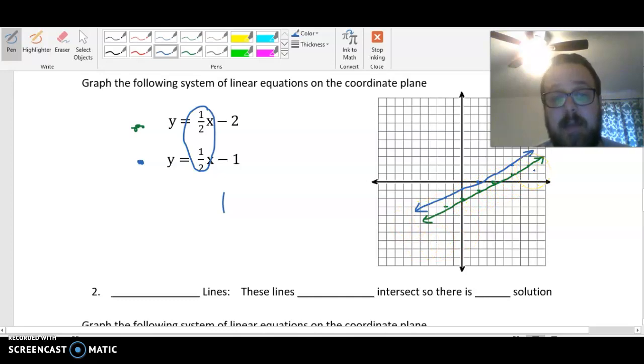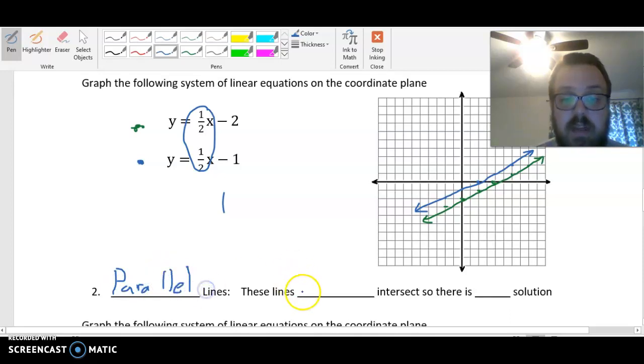It's really sad. Whenever this happens, you'll notice it even before you go to graph, because you'll see that you have the same slope but different y-intercepts. If you ever notice that, that means you have parallel lines, as we just said. And the issue with parallel lines is that they are never going to intersect. So they don't intersect.